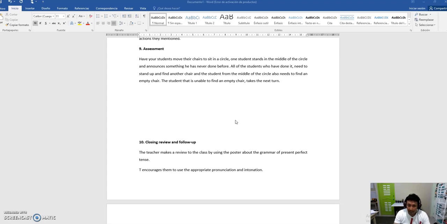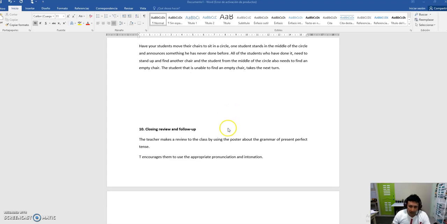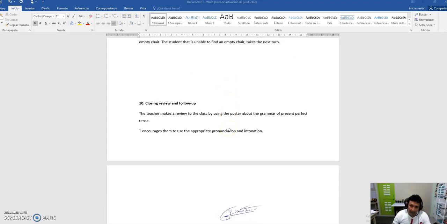That's why I have the 10th step, which is the closing, review and follow up. So here the teacher makes a review of the class. I make a review of the class by using the poster about the grammar of the present perfect tense, and I will encourage them to use the appropriate pronunciation and intonation. A little bit of phonology in this class.